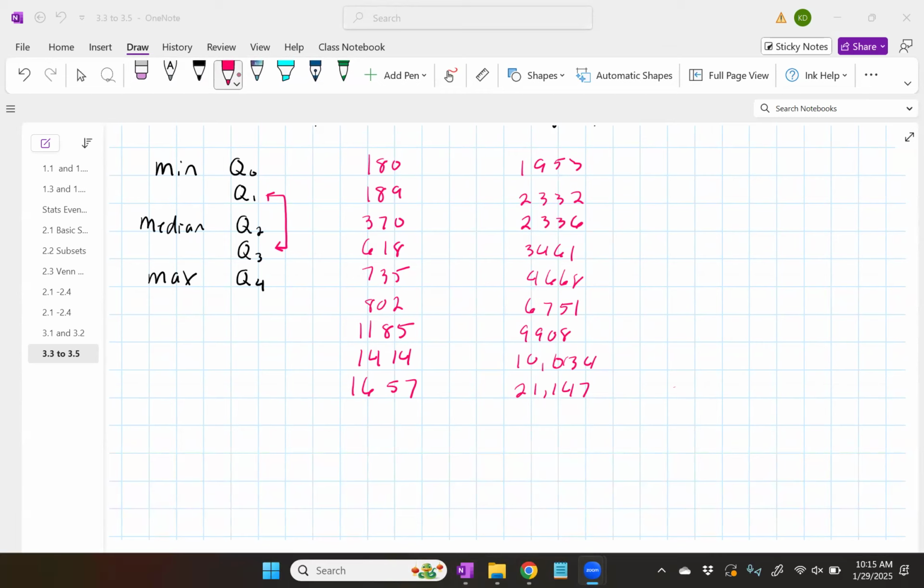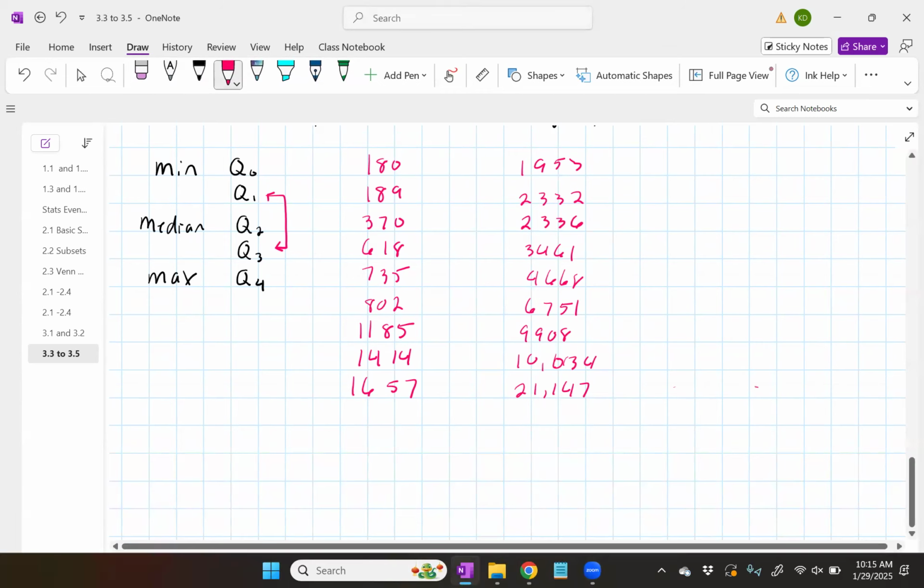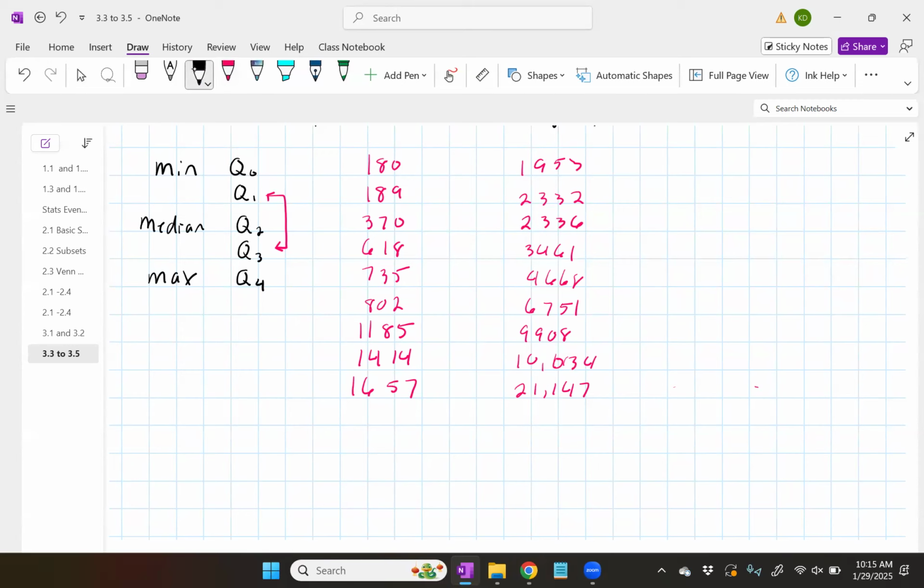All right, so here's our data from the sheet. It's in order this way. We have an even number, so to find our median, we need to take the mean of the middle two. So 1657 plus 1953 divided by 2. So in this case, my median is 1805.